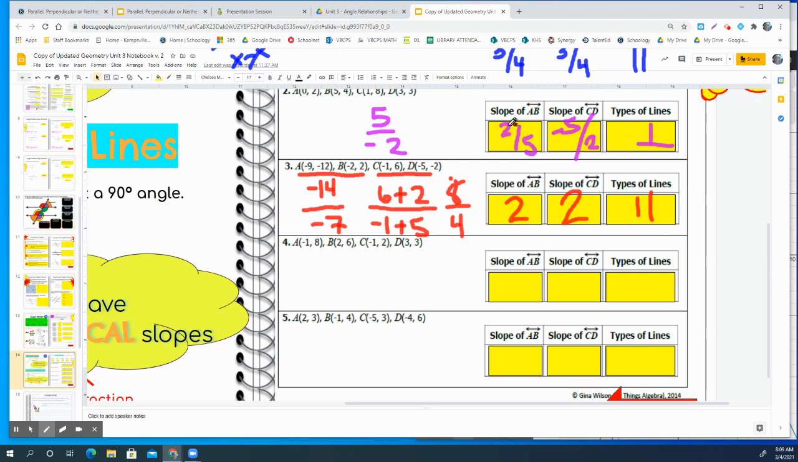Perpendicular, they're the upside down, they're the opposite reciprocal. So 2/5 flipped upside down to make 5/2. The 2/5 was positive and the 5/2 was negative.